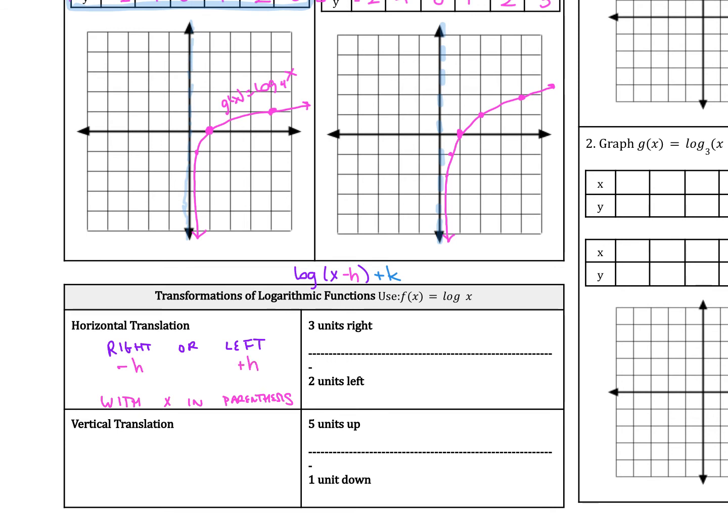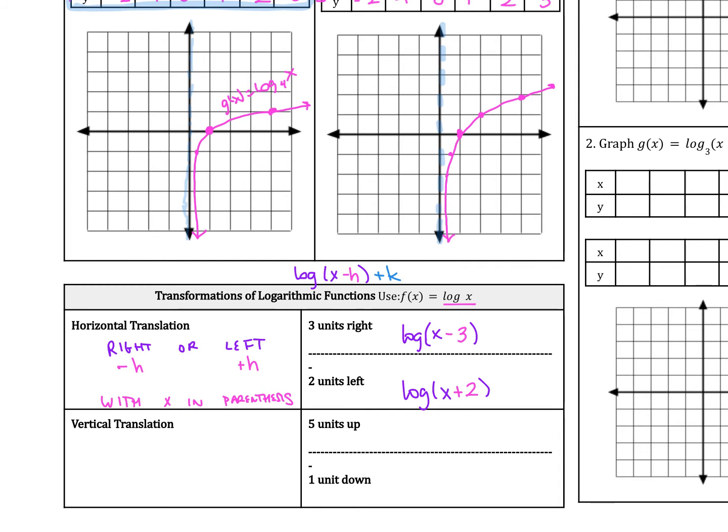So 3 units to the right, we're just using log of x. Remember, that's log base 10 of x. And so this is going to be log of x, and then in parentheses, x to the right is minus 3. Then 2 units to the left, it's log of x, and to the left is a positive 2. So inside with the parentheses.